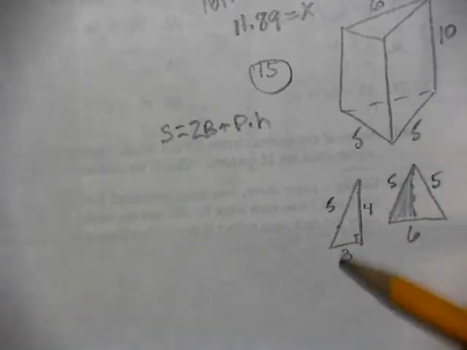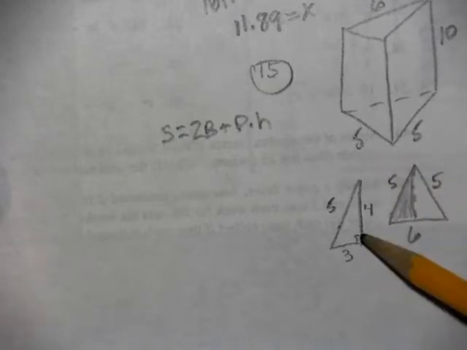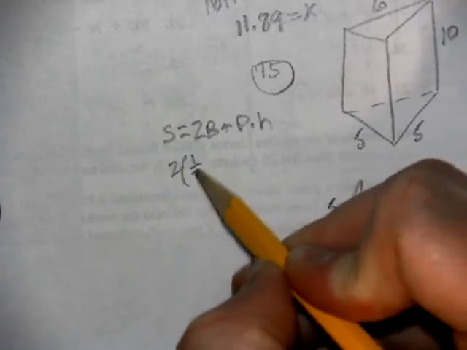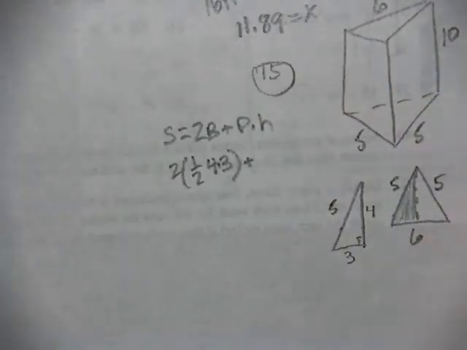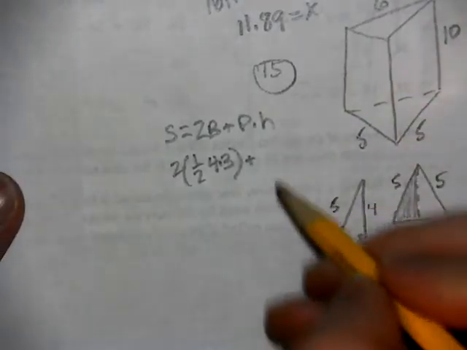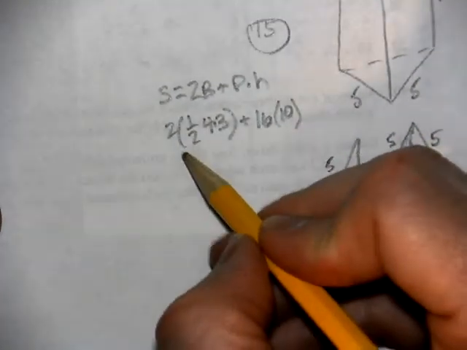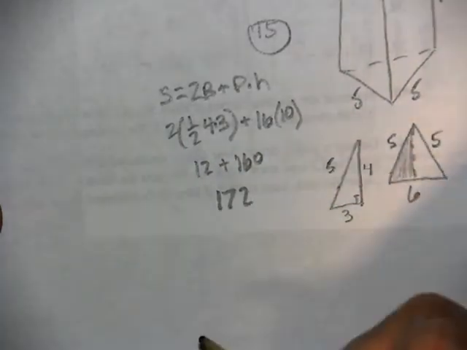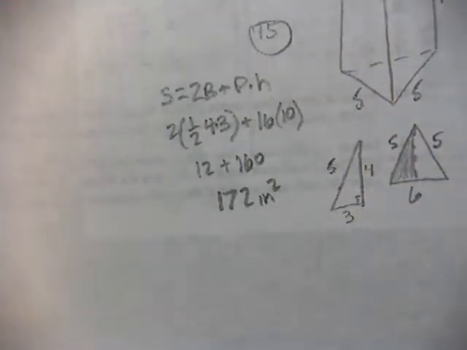So we know that this triangle is 4 times 3. Half of 4 times 3 is 6, and there's 2 of them, so we get 12. We get 2 times the half of 4 times 3. The perimeter is 16, and our height is 10. So we're going to get 12 plus 160, we get 172. These are inches squared.